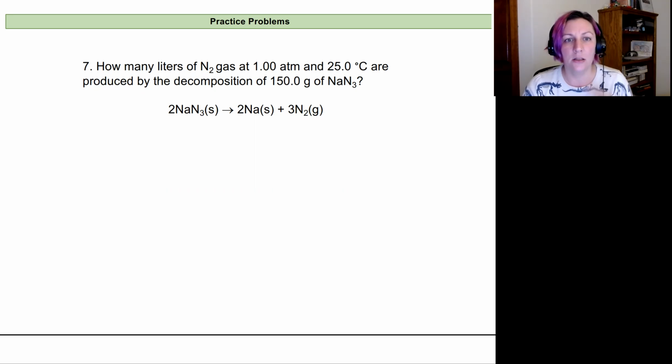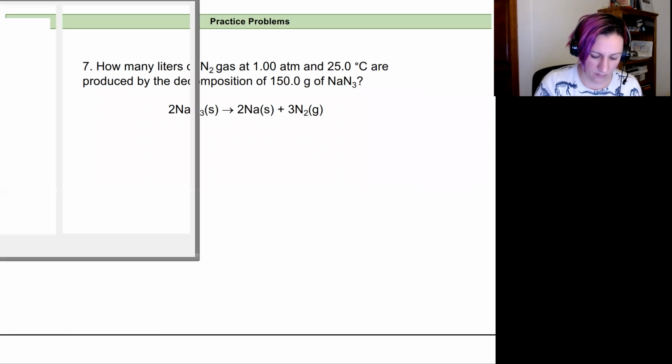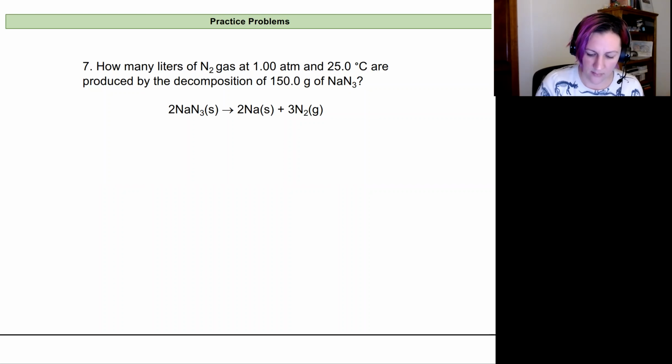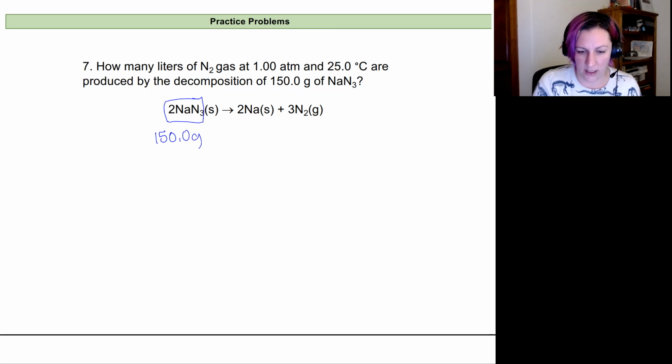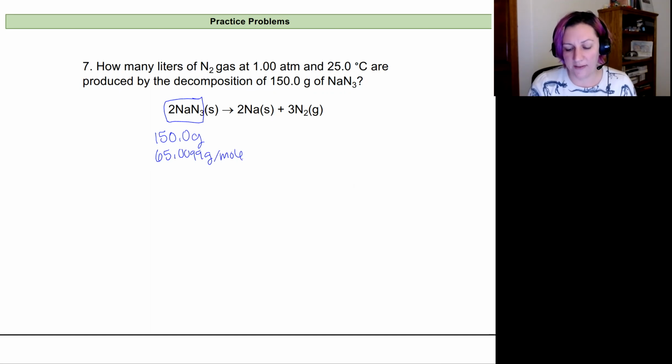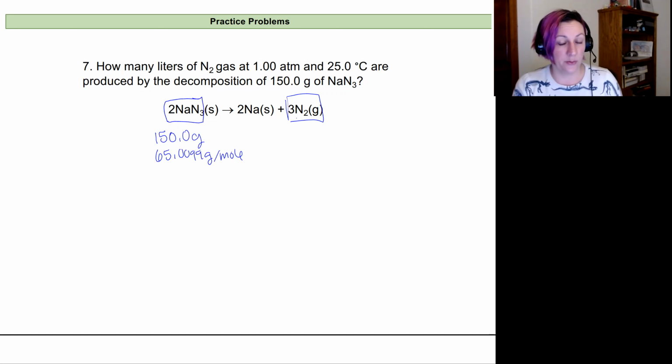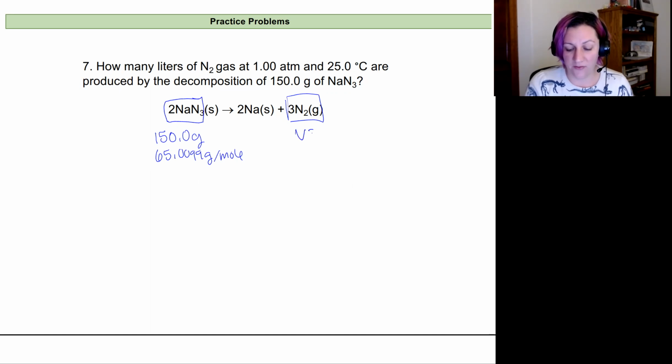And so looking at this problem in general, we're trying to take information about the sodium azide that we know, which is 150.0 grams. And I went ahead and calculated the molar mass for it already. It is 65.0099 grams per mole. And we're going to try to figure out how much of this nitrogen is produced. And so we want to know the volume.